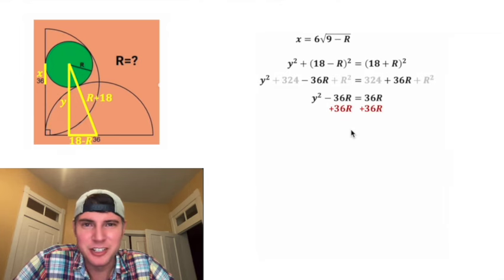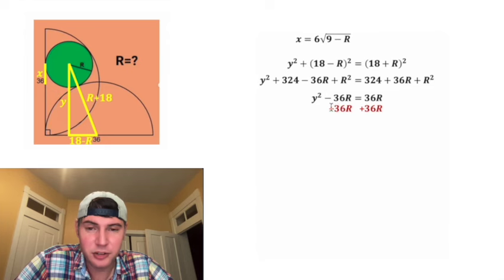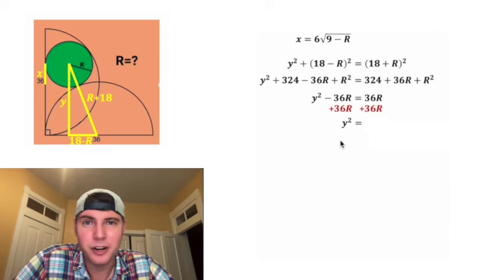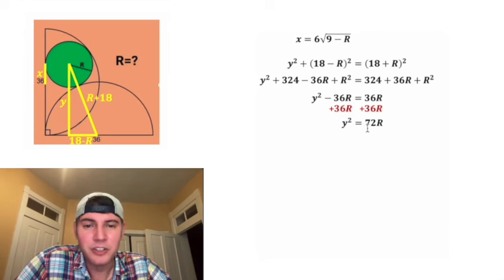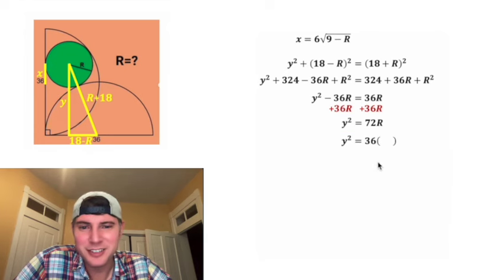Then we can add 36r to both sides. These cancel each other out, so on the left-hand side, we only have y squared. And on the right-hand side, 36r plus 36r is 72r. And once again, I want to factor out a 36. On the inside of the parentheses, that would be 2r, because 36 times 2r is 72r.